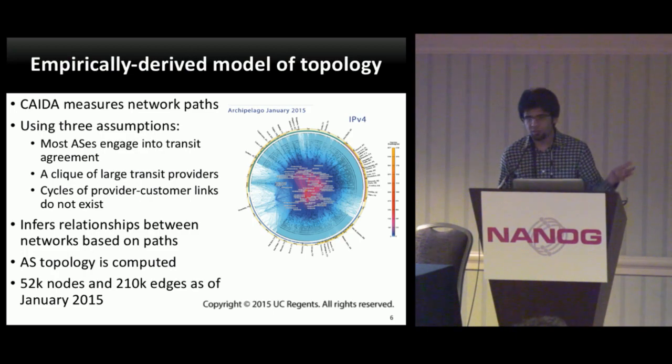So for each pair of ASs, they infer the relation between them, like which two ASNs have a customer-provider relation, or which two ASNs have a peer-to-peer relation. By January of 2015, this CAIDA topology had more than 52,000 nodes and more than 210,000 edges. So with this topology in place, from any AS, we can predict policy-compliant paths.